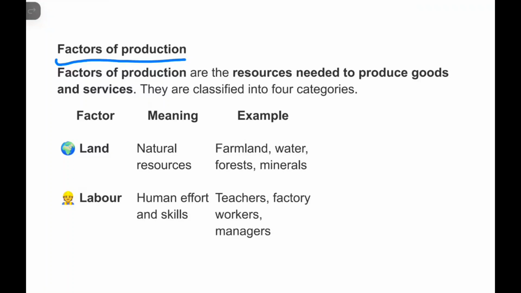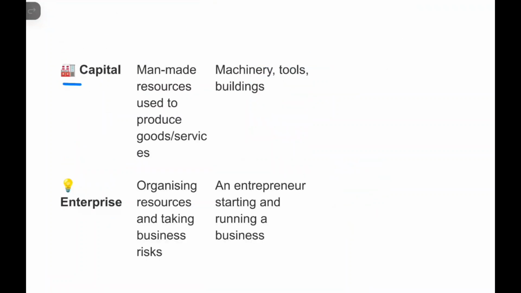Now the next topic is factors of production. Factors of production are the resources that are needed to produce goods and services. These are further divided into four categories. The first one is land. We require land for the start of any production. Without land, we cannot start any production. The second one is labor. Without human resources, we cannot do anything.